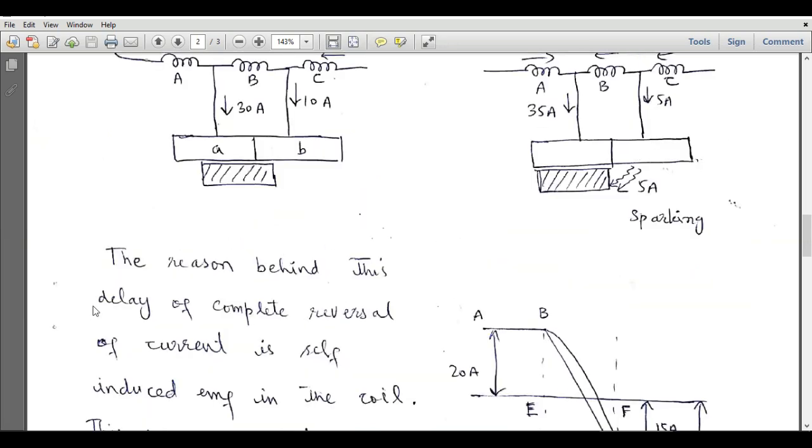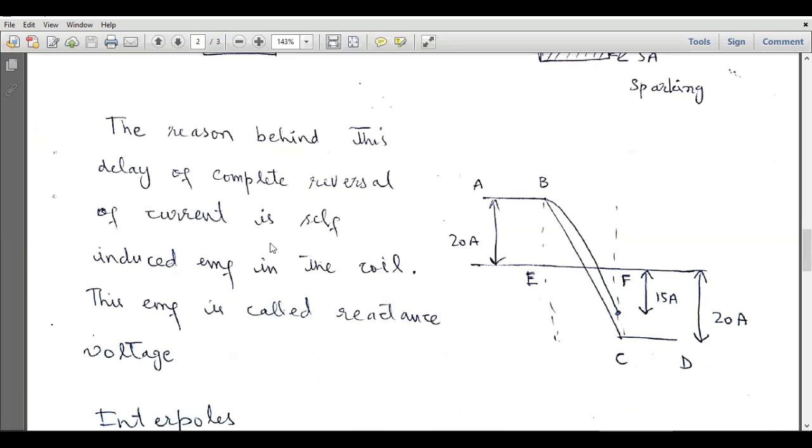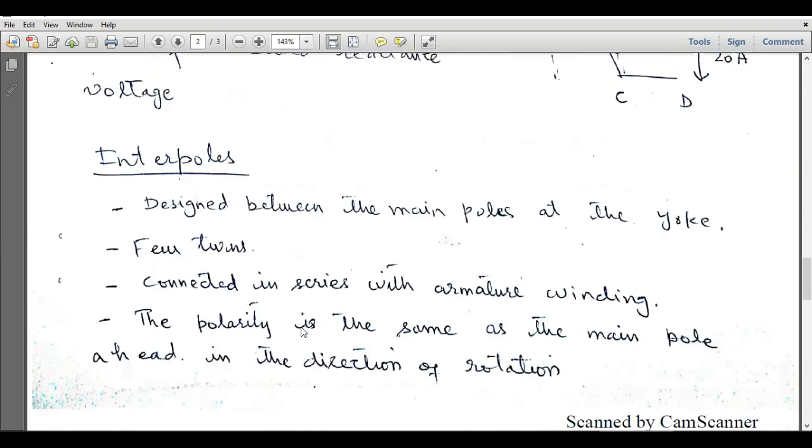The reason behind this delay of complete reversal of current is self-induced EMF in the coil. This EMF is called reactance voltage. So in order to minimize this sparking due to commutation, we have to use interpoles, and these interpoles are designed between the main poles at the yoke, and they have few turns and they are connected in series with armature winding, as was the case with the compensating windings to reduce armature reaction, which we discussed in our previous lecture.